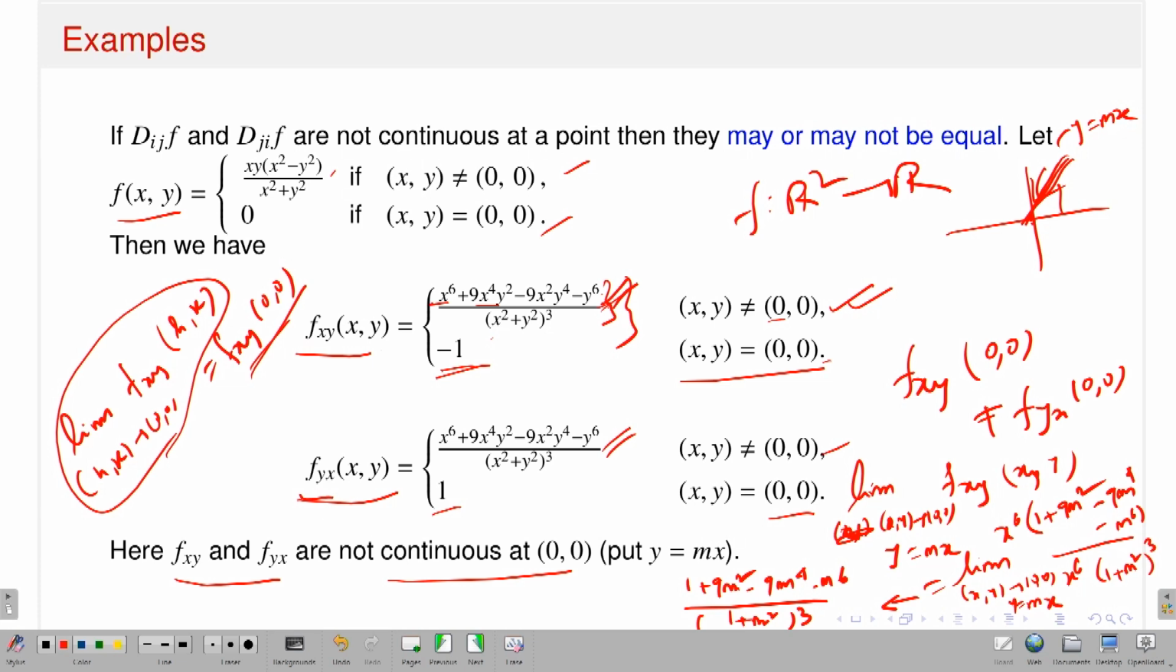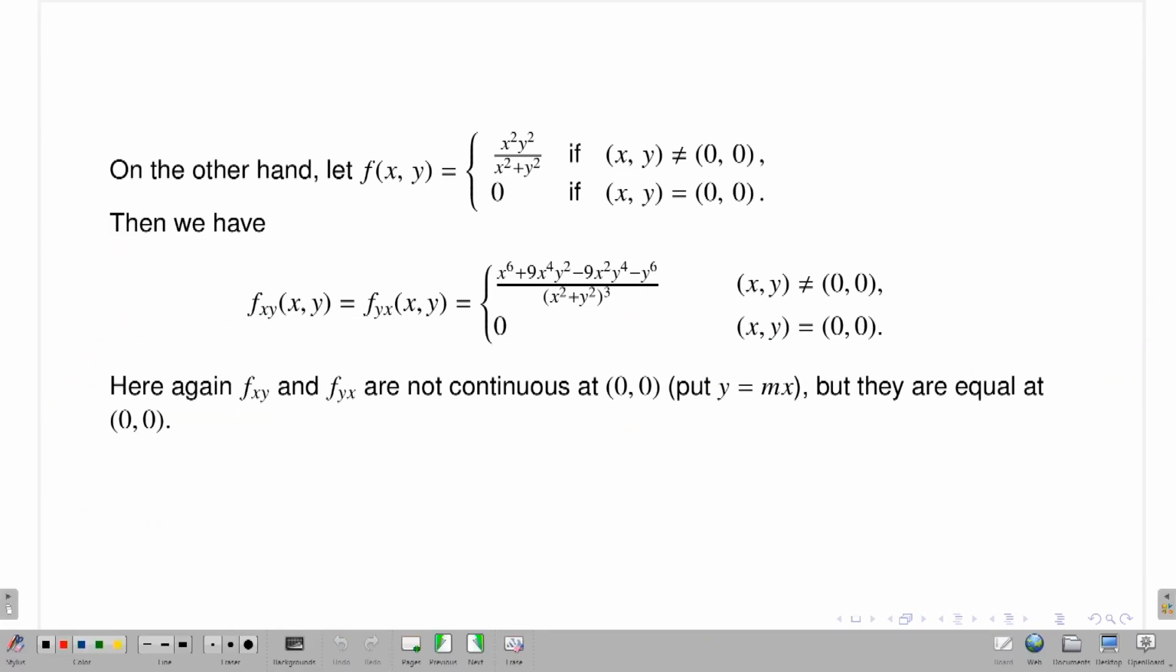And the same way you can talk about the continuity of f suffix yx, that means the mixed partial derivative of f with respect to the y variable first and then x. That f suffix yx is also not continuous. So, in that case my mixed partial derivatives exist, but they are not continuous at the point, and at the same time they are not equal. So, let us see one example where the mixed partial derivatives exist, they are not continuous, but the values become equal. Let us see. Yes, this is one of the examples.